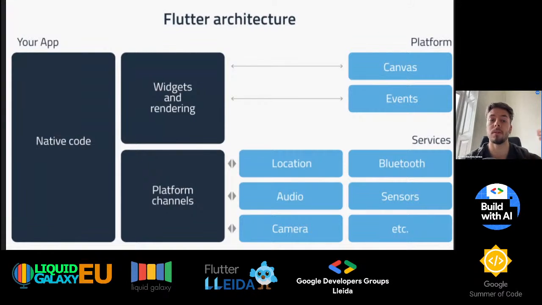This is a simple diagram of the Flutter architecture. Our app is going to translate to native code. In the UI layer we have widgets and rendering objects to display the user UI. Then we have an engine, which is Skia or Impeller, depending on the platform that you are running your code on. So we have a visual engine to render the UI. We also have the platform channel, which is the way Flutter communicates with native code. On the native side, we have Canvas and events to handle this kind of thing. And in the services, we can access location, audio, camera, etc.